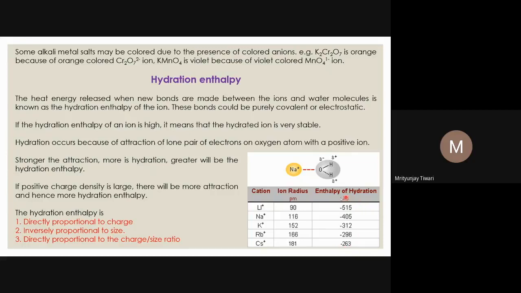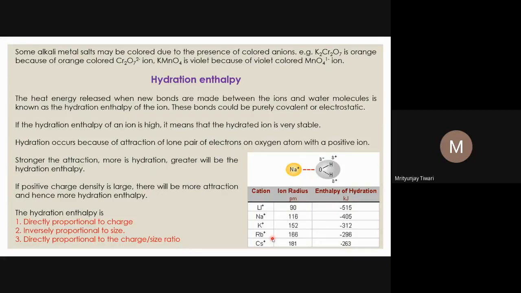Don't worry about these values. You don't have to mug up these values. You just remember the trend, and the trend means the hydration enthalpy decreases down the group. And why does it decrease down the group? The ionic radii increase, so the charge density decreases. Also, the distance between the ion and the water dipole is increasing.